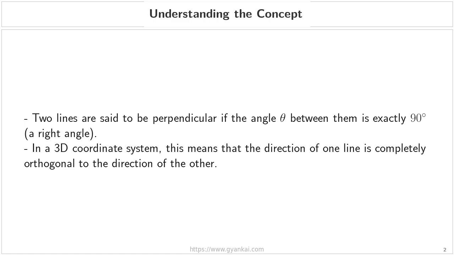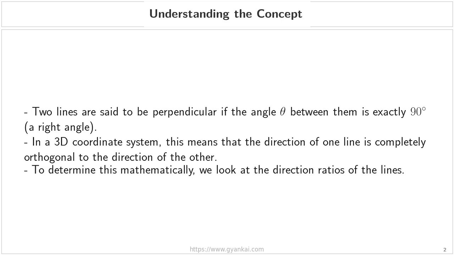When we move from a flat 2D plane into a three-dimensional coordinate system, this concept remains the same, but it takes on a spatial dimension. In 3D space, saying two lines are perpendicular means that the direction of one line is completely orthogonal to the direction of the other. Essentially, they are moving in directions that are perfectly square to one another. But how do we actually prove this using math rather than just looking at a diagram?